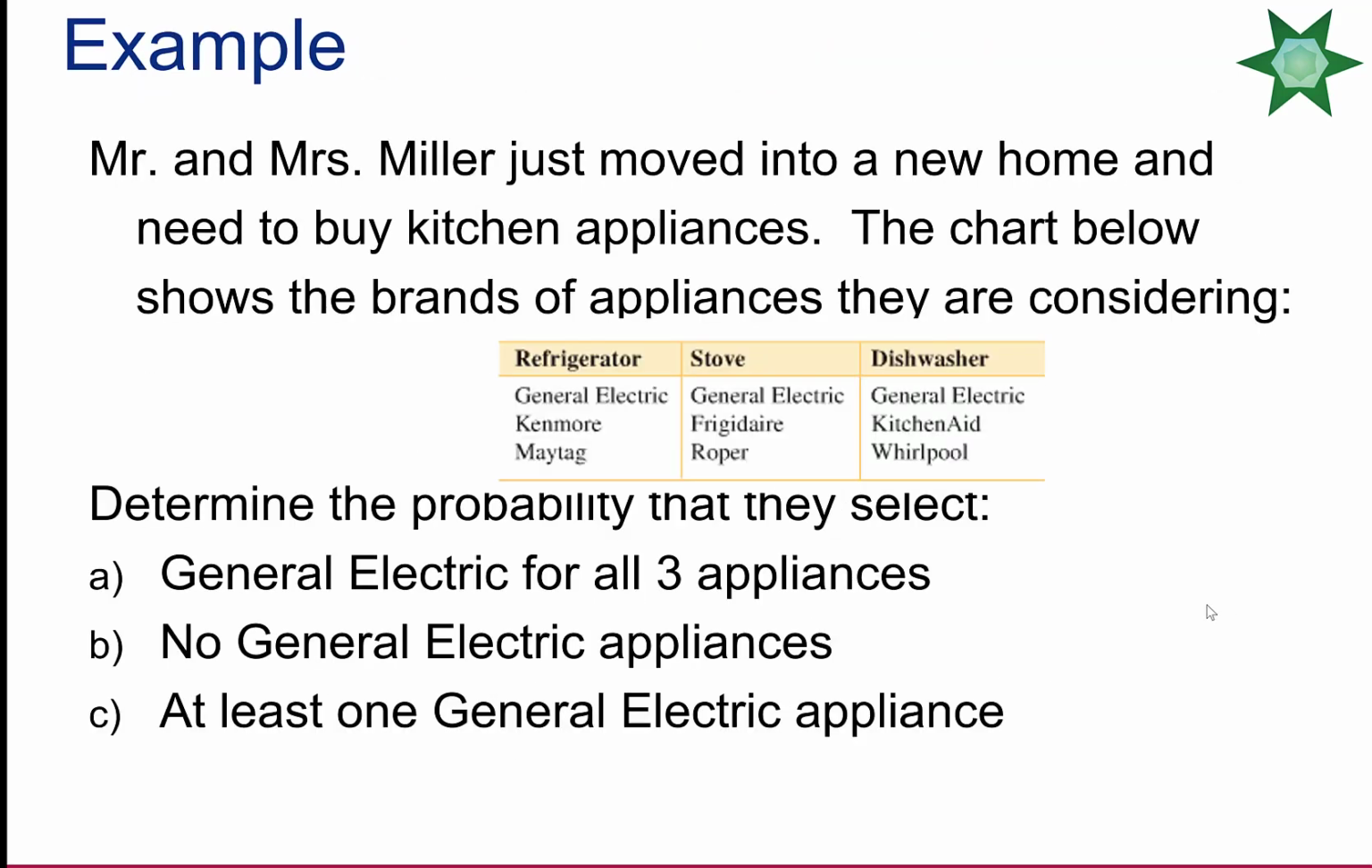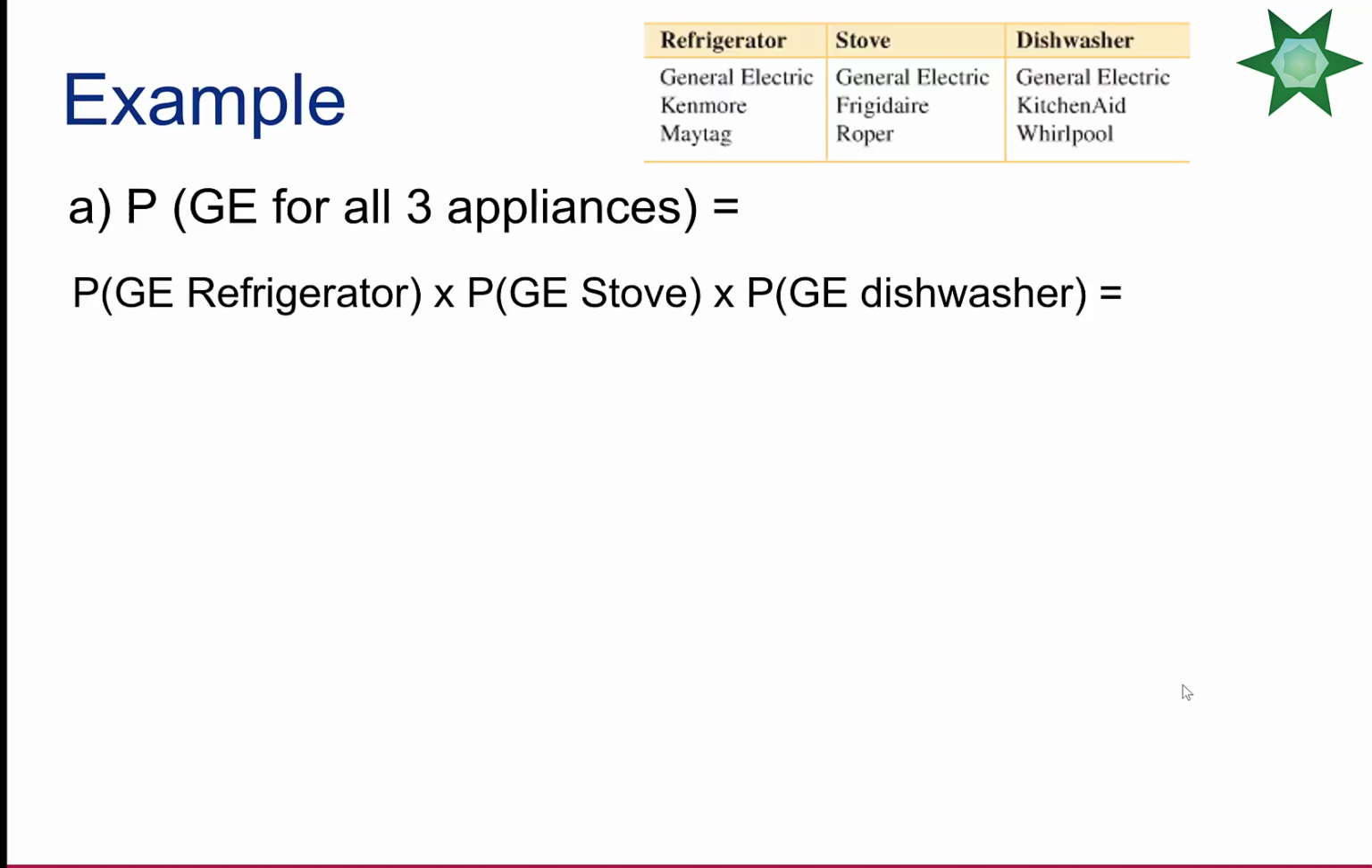The Millers just moved into a new home and need to buy kitchen appliances. The chart below shows brands they are considering. Find the probability that they select GE for all 3 appliances, and then no GE, and then at least 1 GE. So, GE for all 3 appliances.